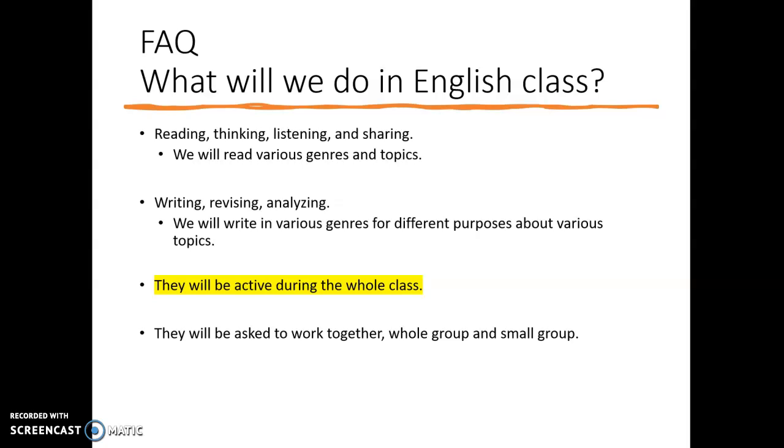The most important part is that your student will be active throughout every class period. They are going to be asked to work collaboratively as a team. They sit in groups, but they will also be performing lots of work independently as well.